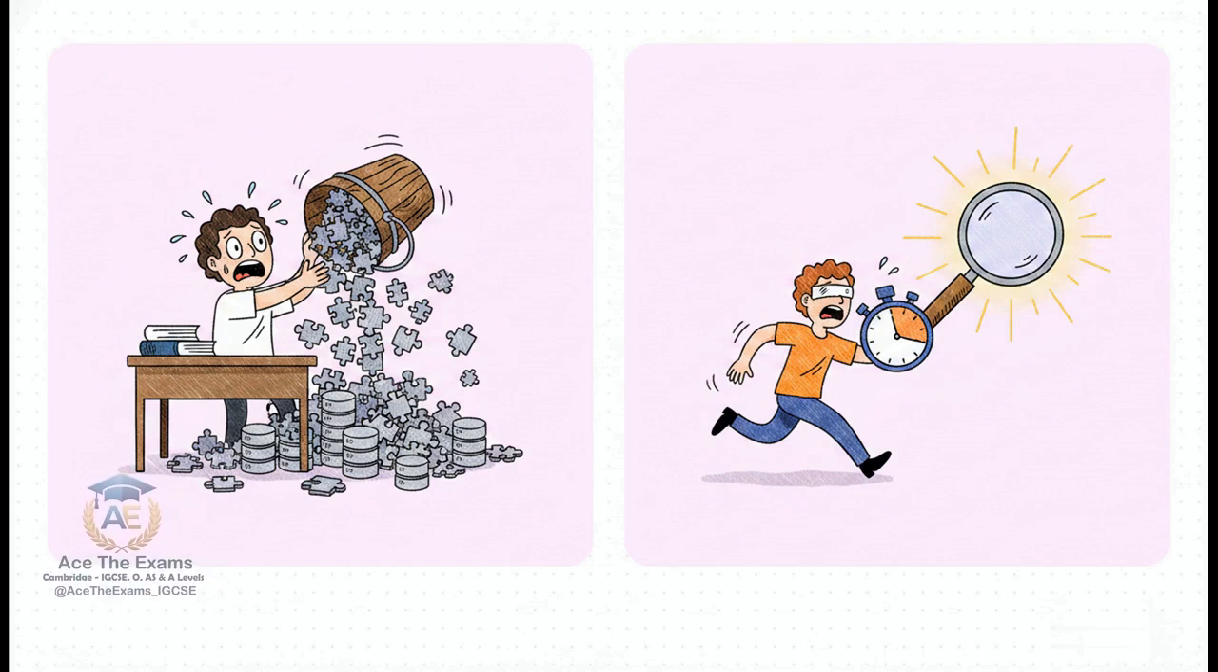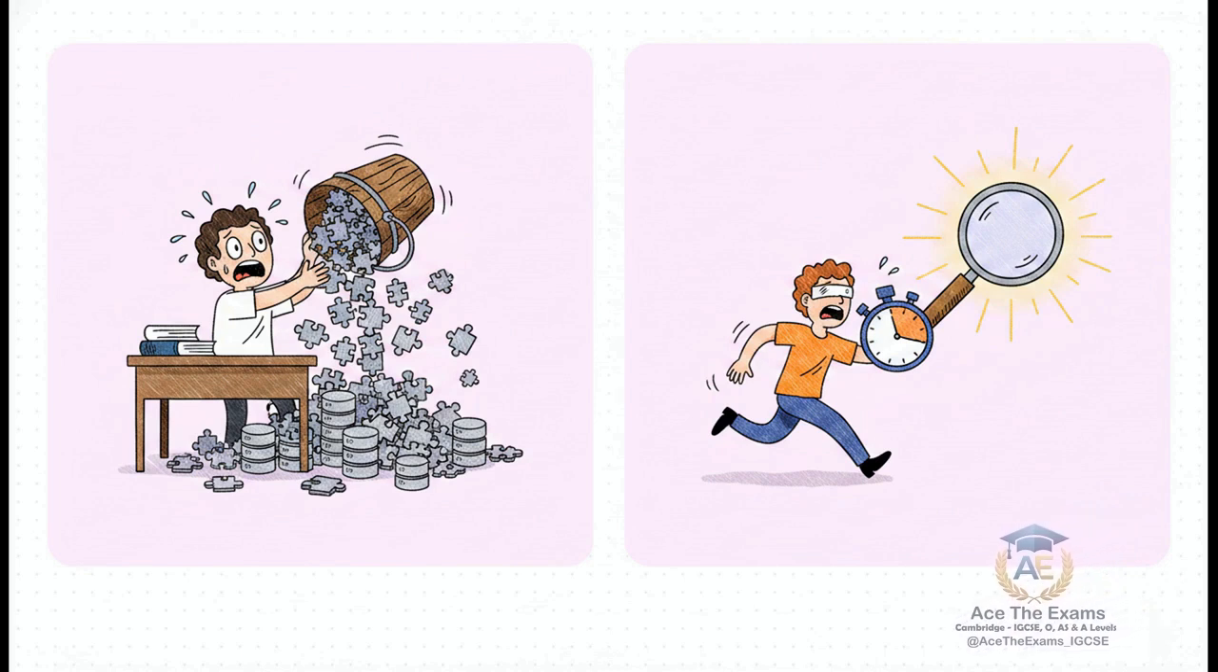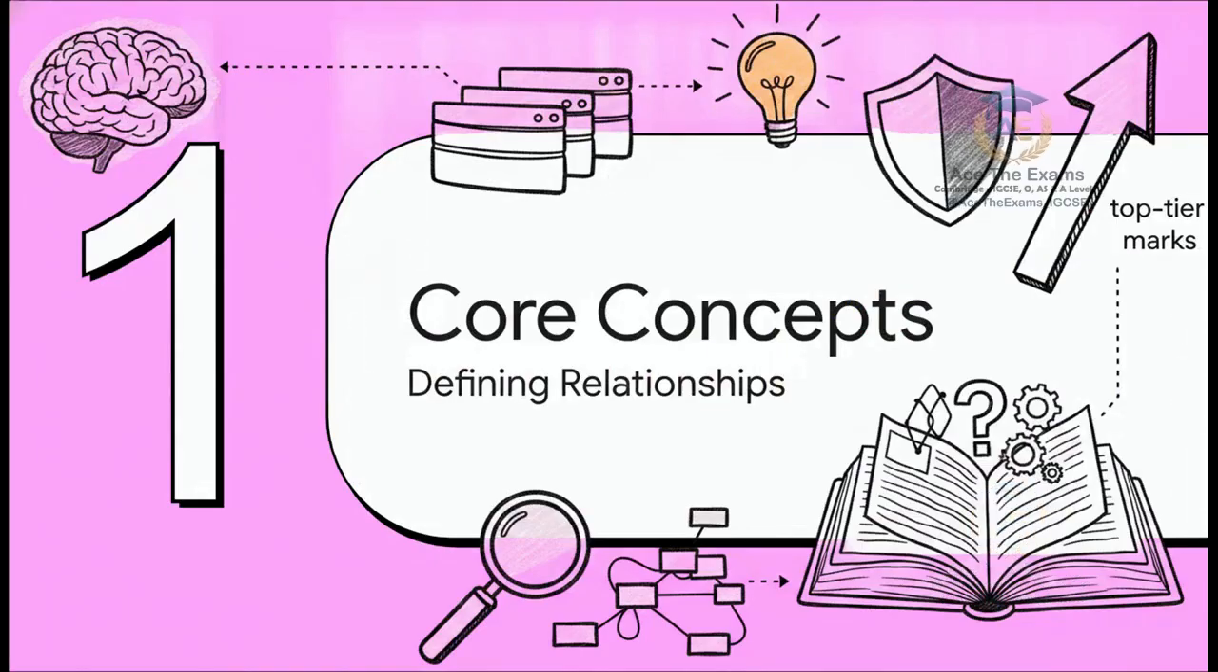Then we have Sam. Sam is watching the clock. Sam sees the phrase many-to-many, immediately panics about the time limit, and rushes out a quick sentence about junction tables. But Sam completely ignored the specific command word at the start of the prompt, which was evaluate. Sam missed the fact that the word evaluate actually requires you to look at both the advantages and the potential limitations of the system. Both Alex and Sam are working hard, but they are both failing to maximize their mark potential. So how do we fix this?